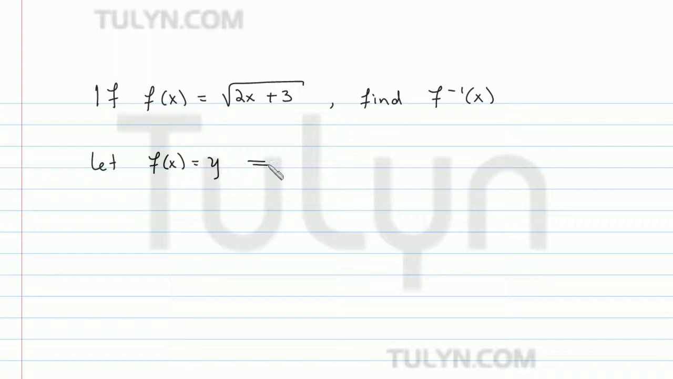And this is just a straight letter substitution, right? So what we're going to do is just rewrite it like this. y is equal to the square root of 2x plus 3. So that was the first step.